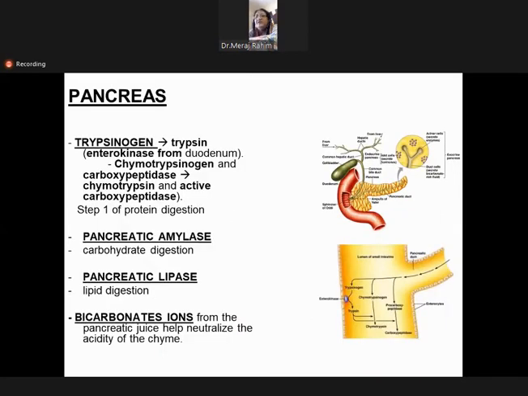Now coming to the pancreas, it secretes trypsinogen. When the contents go into the duodenum, the opening of the bile duct is in the duodenum. Similarly, the opening of the pancreatic duct is also in the duodenum. So the pancreas secretions also support digestion within the duodenum.